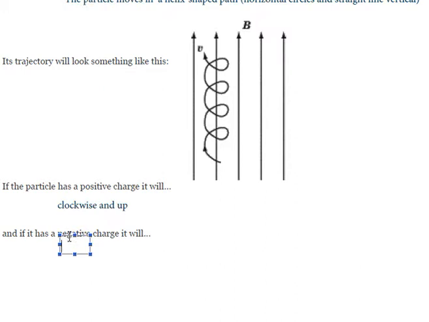If it has a negative charge, well, the vertical part doesn't change at all. It still follows the same path. It's just that instead of going down, up, we go up, down, up, down. So a negative charge would just be in the opposite direction, so counterclockwise and up.